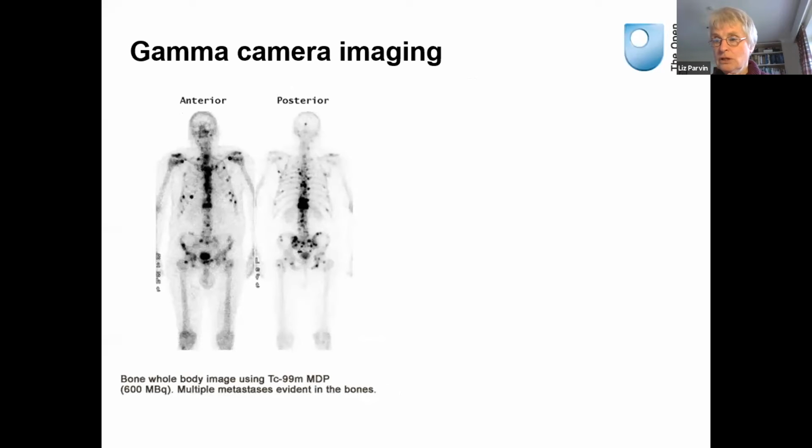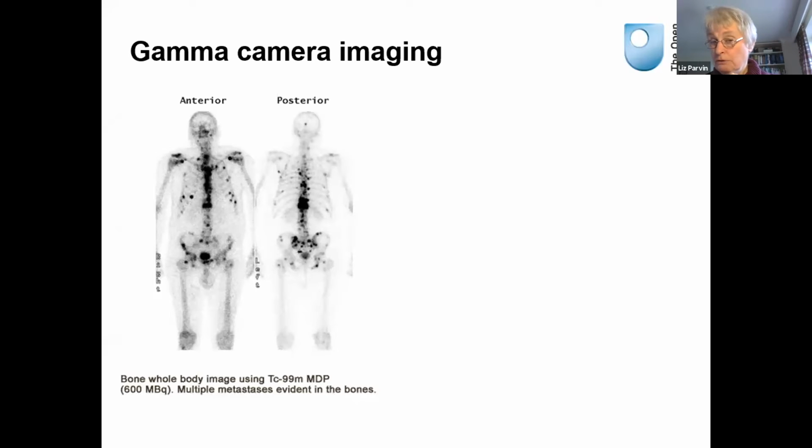Now you can see straight away that what I said before about the images being not terribly good resolution is absolutely true, but there's an awful lot of useful information in here. What's been done here is the patient's been injected with a radioisotope called technetium-99m, which is very commonly used in radioisotope imaging, which is linked to a phosphonate substance which goes to the bones. So you inject this in the patient and it goes to the bones.